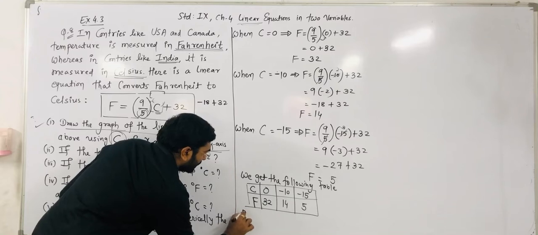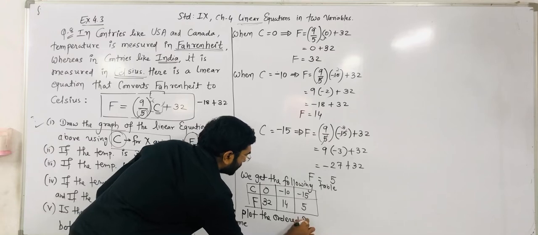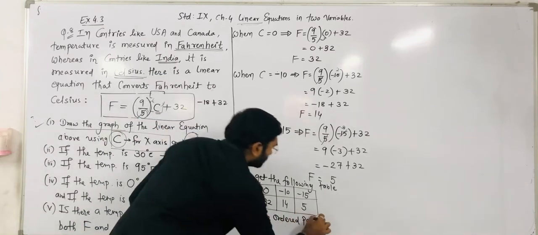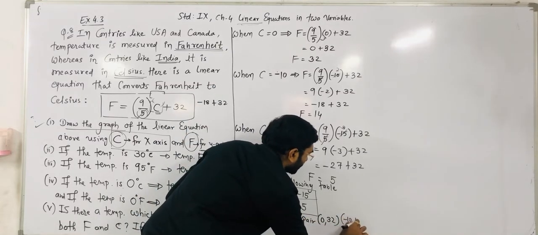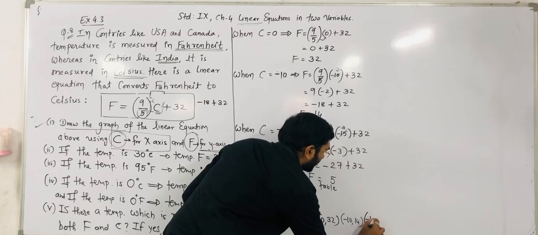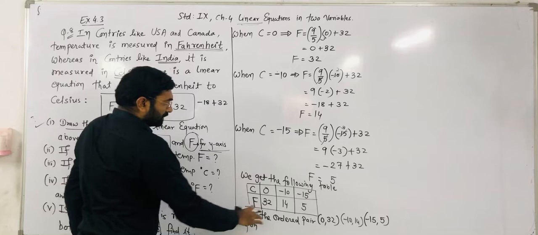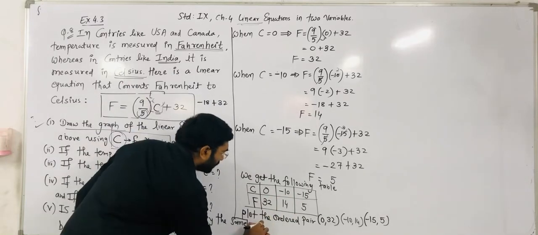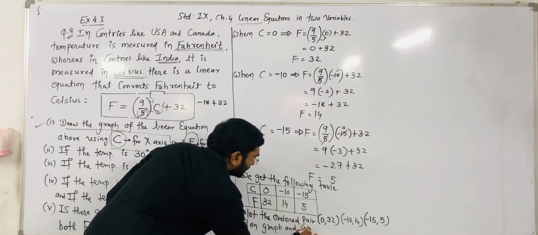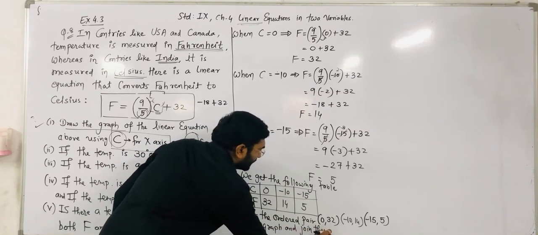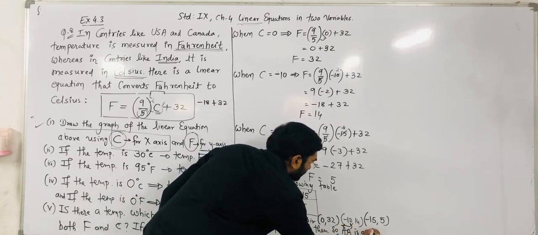So plot the ordered pairs. Which ordered pairs? One by one we write: (0, 32), then (minus 10, 14), then (minus 15, 5), and join them. These points you have to plot on a graph and join them. So we get AB as a straight line.